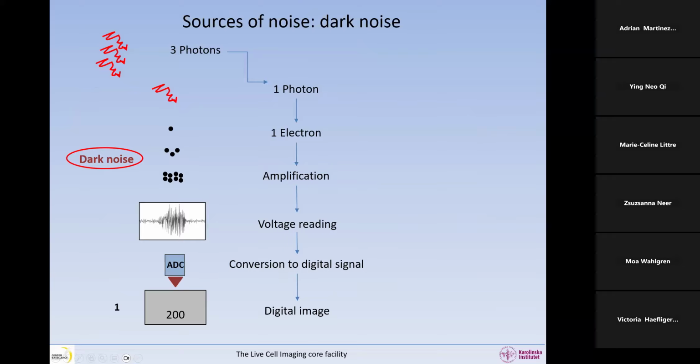So let's start with the dark noise. And the reason why we start with the dark noise is because we can't do anything about it. So this is created by the electronics in the sensor. And it's usually negligible, except if you have super dim samples.